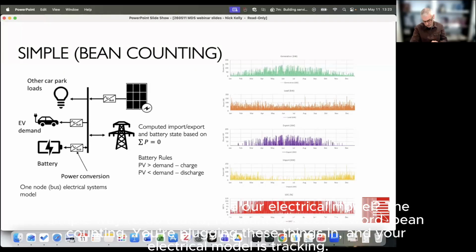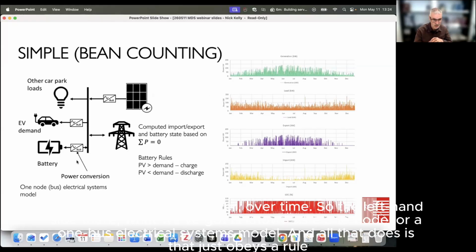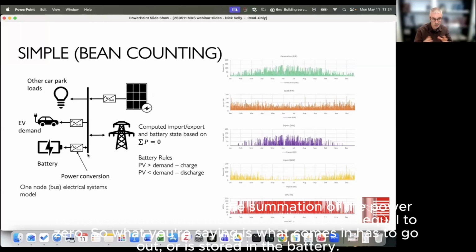So how do we use our electrical model? The simple way to do that is, for want of a better word, bean counting. You're plugging these things in, and your electrical model is tracking power flows over time. So on the left-hand side, what we've got is known as a one node or one bus electrical systems model, and all that does is apply a basic rule, which is that the summation of the power flows associated with that node or that bus is equal to 0. So what you're saying is what comes in has to go out, or is stored in the battery.